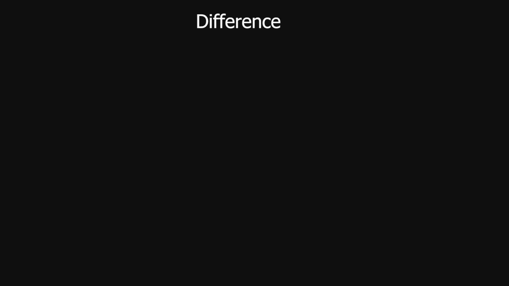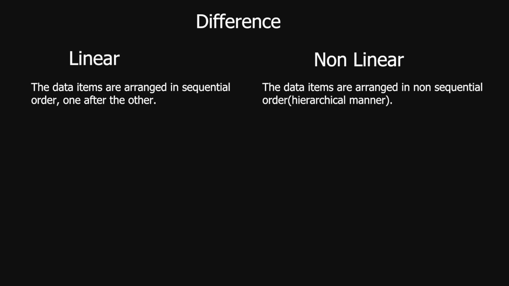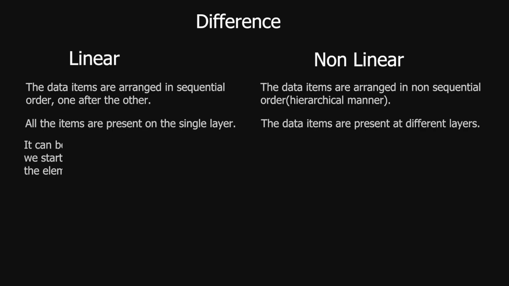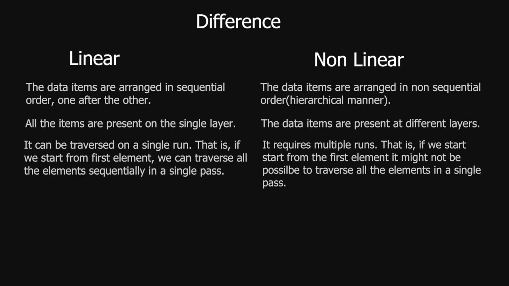Now, let's understand some of the differences between linear and non-linear data structure. In linear data structure, the data items are arranged in sequential order, one after the other. In non-linear data structure, the data items are arranged in non-sequential order, like a hierarchical manner. All the items are present on the single layer. The data items are present at different layers. It can be traversed in a single run. That is, if we start from the first element, we can traverse all the elements sequentially in a single pass. It requires multiple runs. That is, if we start from the first element, it might not be possible to traverse all the elements in a single pass.